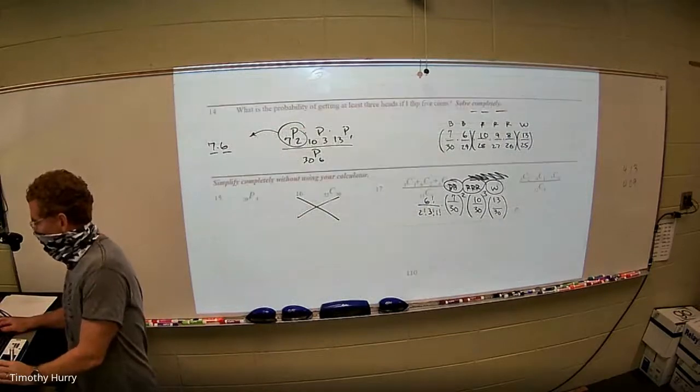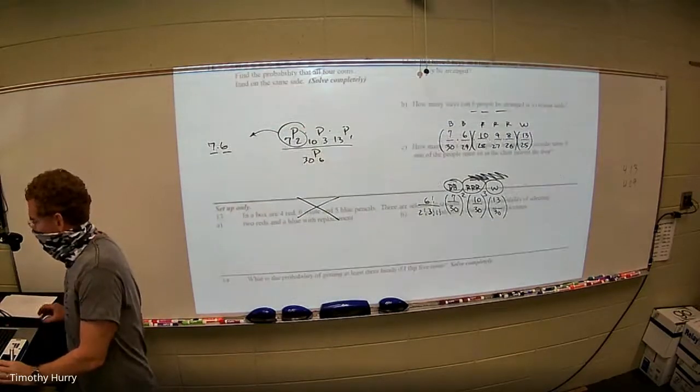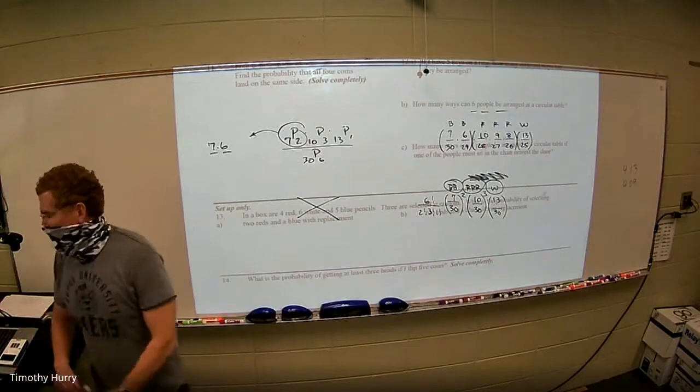Yep. On page 110, can you explain 12C? Of course. Okay. So 7 people arranged at a table.